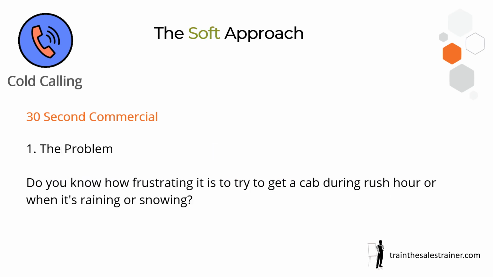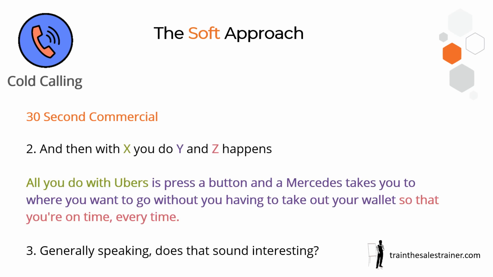Let's look at another example. Uber or Grab. Same structure. Start with a problem. Do you know how frustrating it is to get a cab during rush hour or when it's raining or snowing? The problem. And then with X, you do Y and Z happens. All you do with X, Ubers, Y is press a button and a Mercedes takes you where you want to go without you having to take out your wallet. Z, so that you're on time every time.